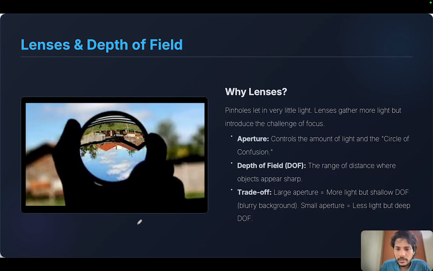What is the role of the lens over here? The pinhole lets in very little light, and the lens gathers more light, introducing a challenge of focus. Aperture controls the amount of light and the circle of confusion. Depth of field is the range of distance where the object appears sharp. Trade-off: a large aperture means more light but shallow depth of field, and a small aperture means less light but deeper depth of field.